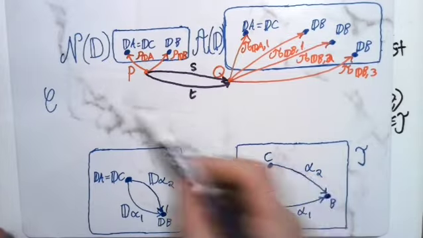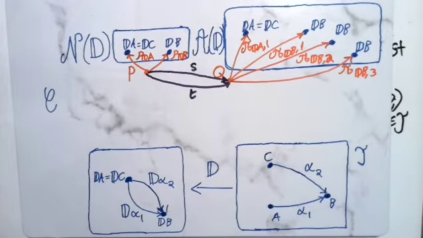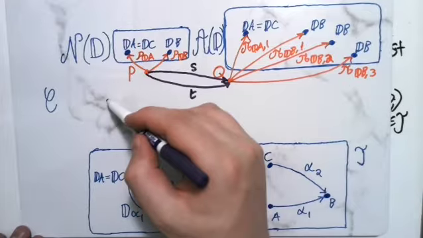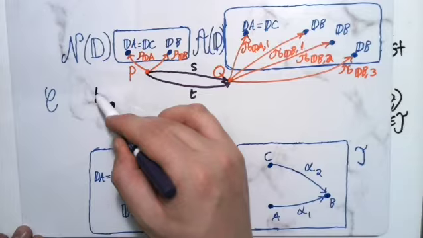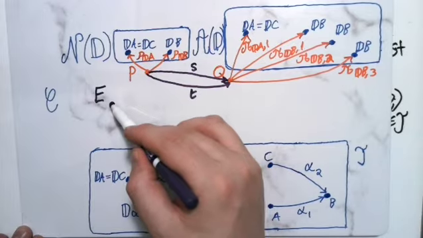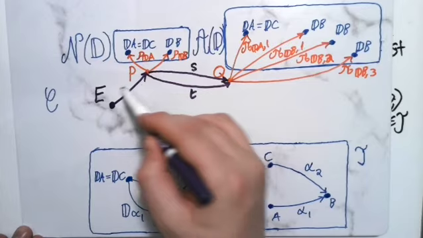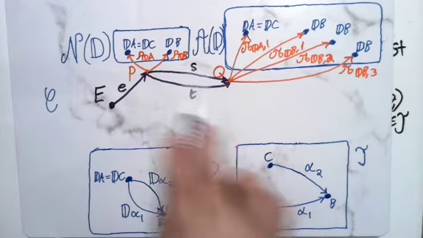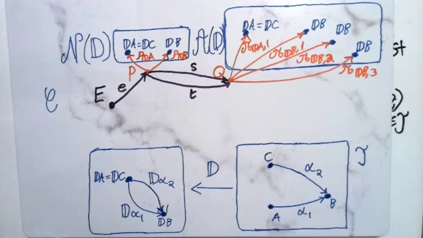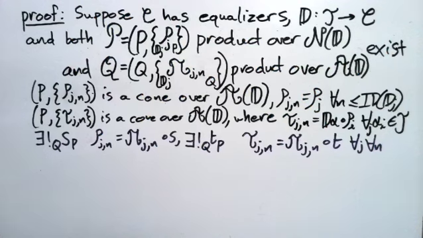So if we have two parallel morphisms, we have a candidate diagram for an equalizer. And since our category has equalizers, that means there needs to be some equalizer, maybe call it E here, for the diagram containing S and T, these two parallel morphisms. So let's add that to our proof as well.